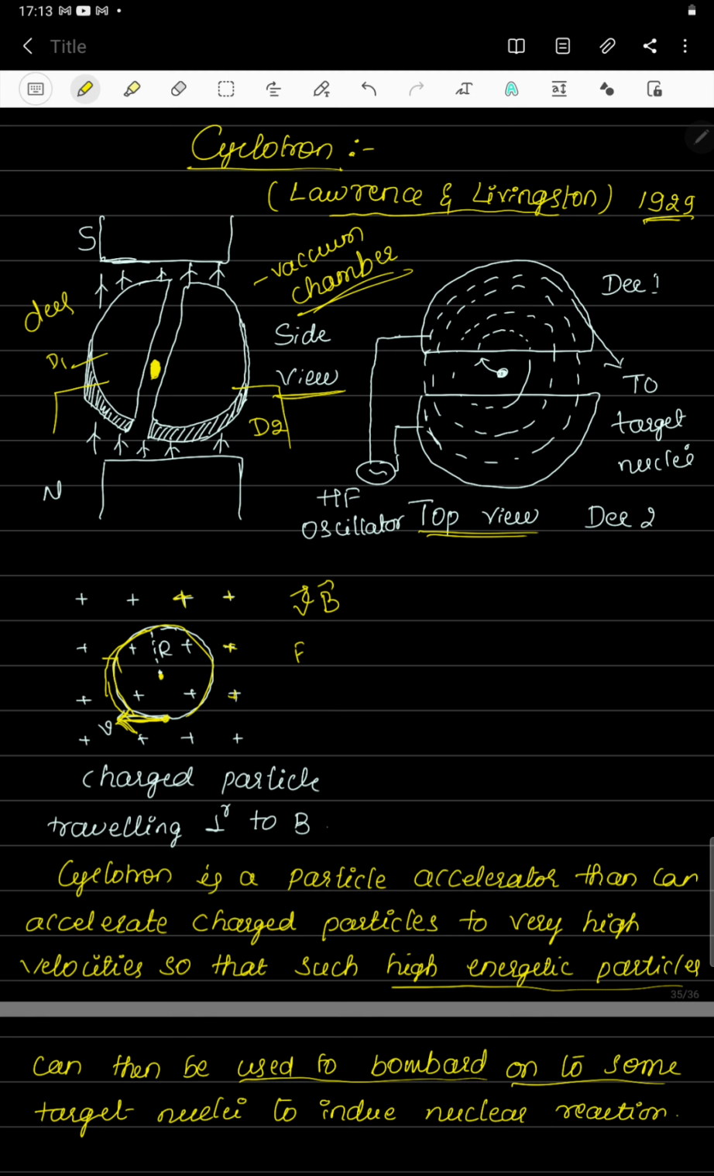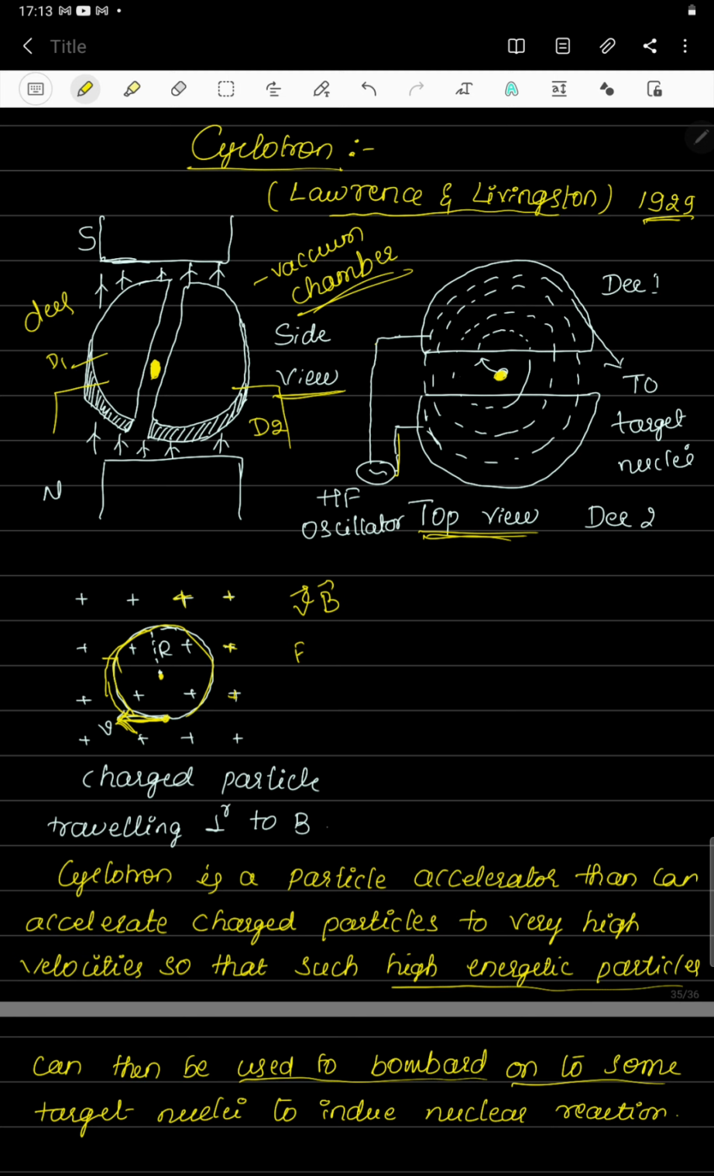So now look at this top view. These are the two D's, and in a plane containing the D's, perpendicular to that direction, there will be the magnetic field. Both the D's are connected to a high frequency oscillator. That is what you can see in this diagram. In between the space of the two D's, there will be the source that is going to emit the particle. So now the particle emits the radiation.